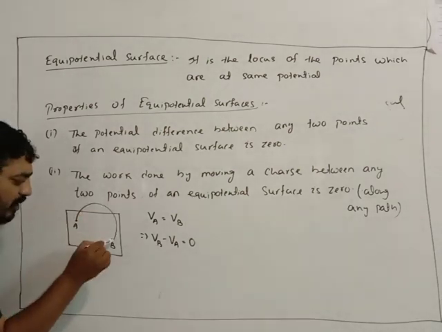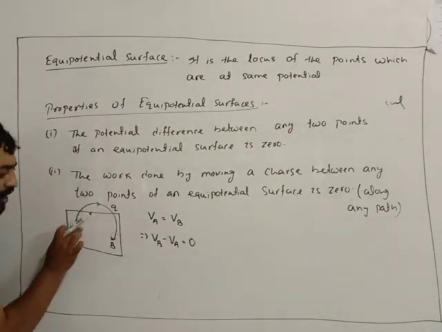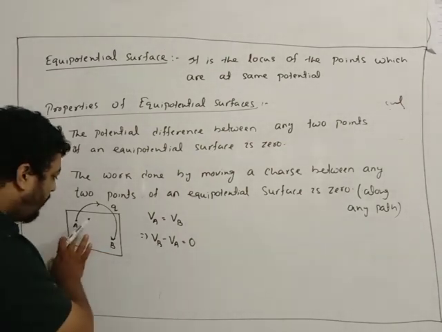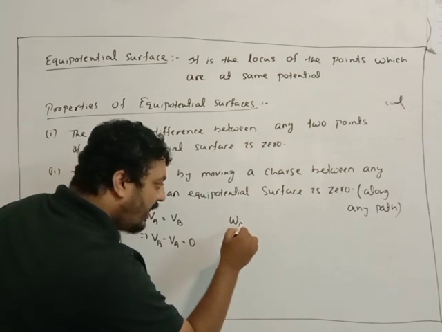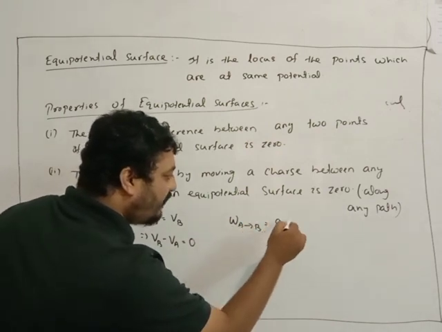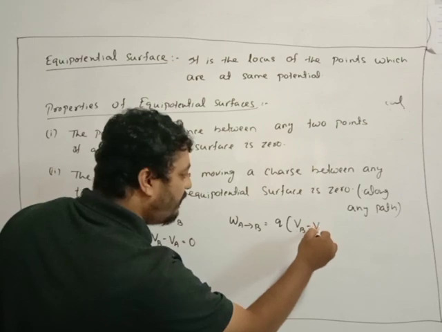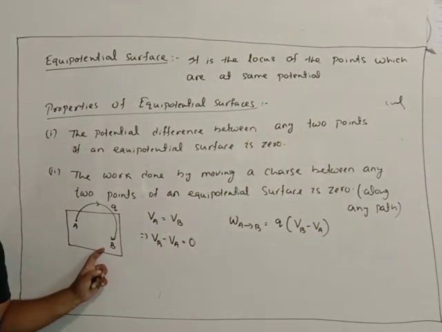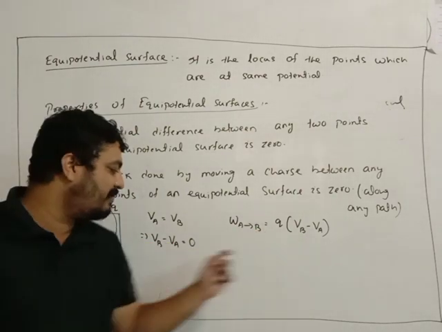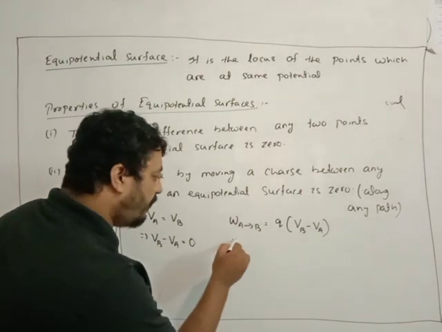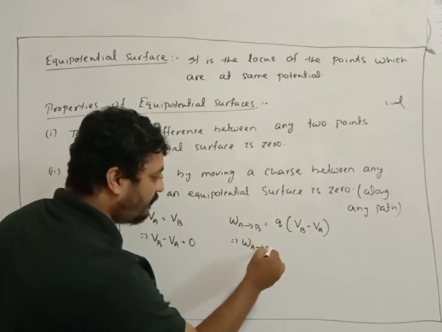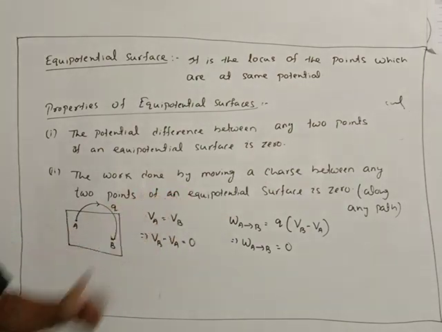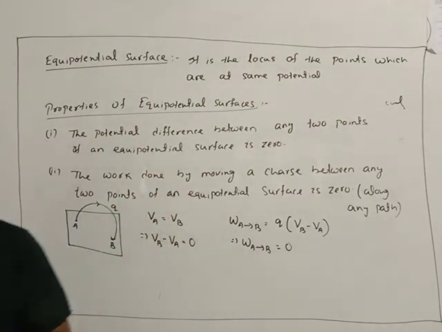Now, suppose someone takes a charge Q from A to B along any path from A to B. So, now W_AB, work done, by definition it is equal to Q into (VB minus VA). But A and B are on the same equipotential surface. So, VB minus VA equal to 0. So, W_AB equal to 0. So, the work done by moving a charge between any two points of an equipotential surface is always 0.